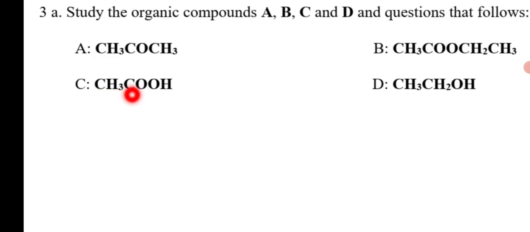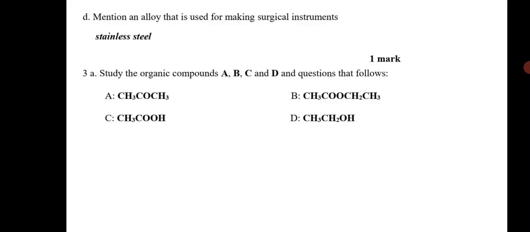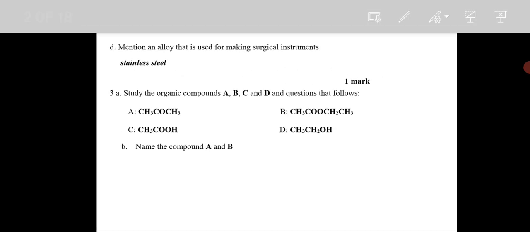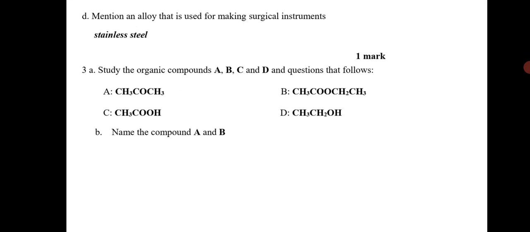And then over here we have an acid. This is ethanoic acid, which is an acid found in vinegar. And then we have an alcohol, which is basically ethanol. So those are the names of these organic compounds. Let's look at the questions that we need to answer using them. Name the compounds A and B. We already had named A and B when we were looking at them at a glance.